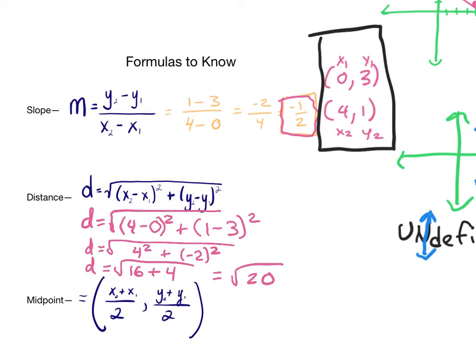If we wanted to put this in simplest radical form, we know that we can just find the factors of 20, which would be 4 and 5. And then 4 breaks down into 2 and 2, so we could take out the 2. So this would be 2 square root 5. So this is just simplifying this. Any questions so far?